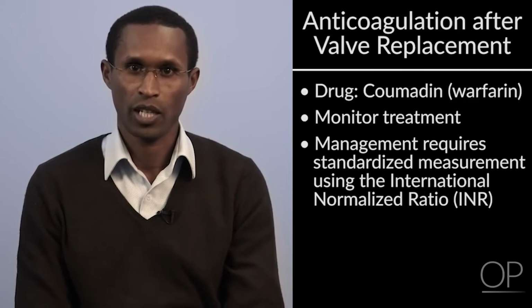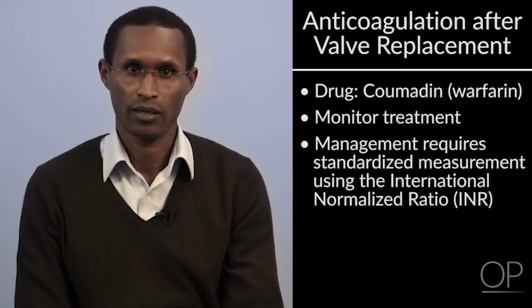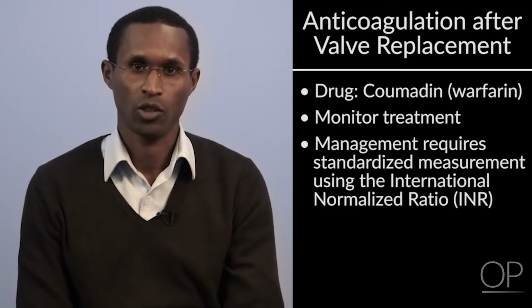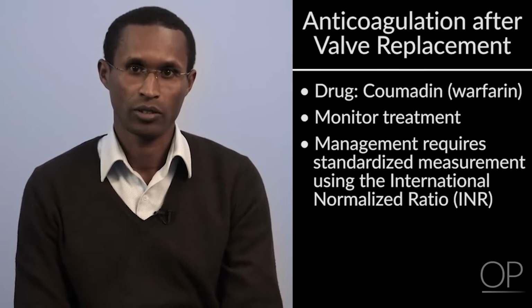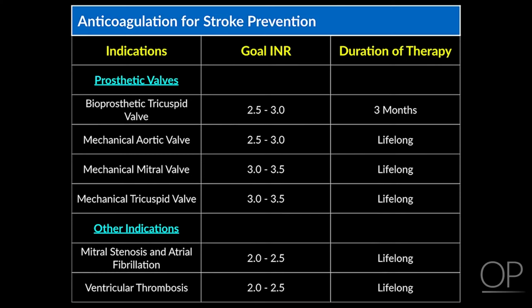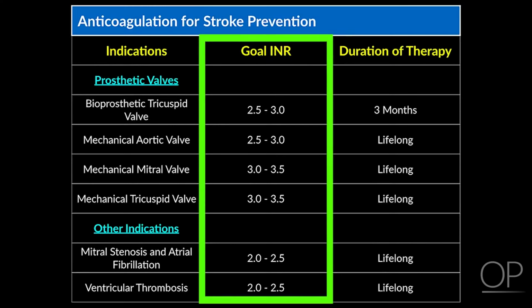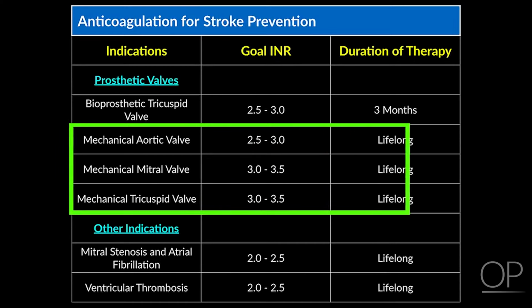Good anticoagulation management requires standardized anticoagulation measurement using the international normalized ratio called INR. This table summarizes the indications, the goal of INR, and duration of anticoagulation therapy. As you can see, most of the goals for INR are between 2.5 and 3.5. And when there is a mechanical valve, the duration of therapy is lifelong.